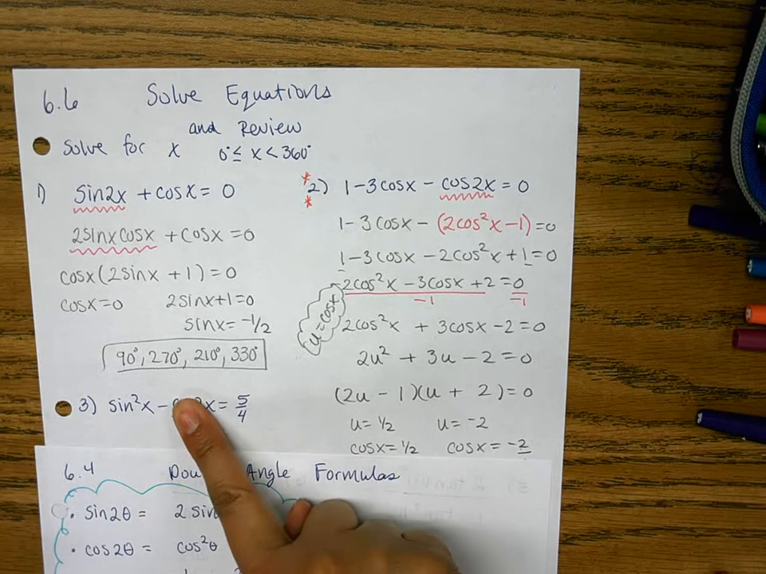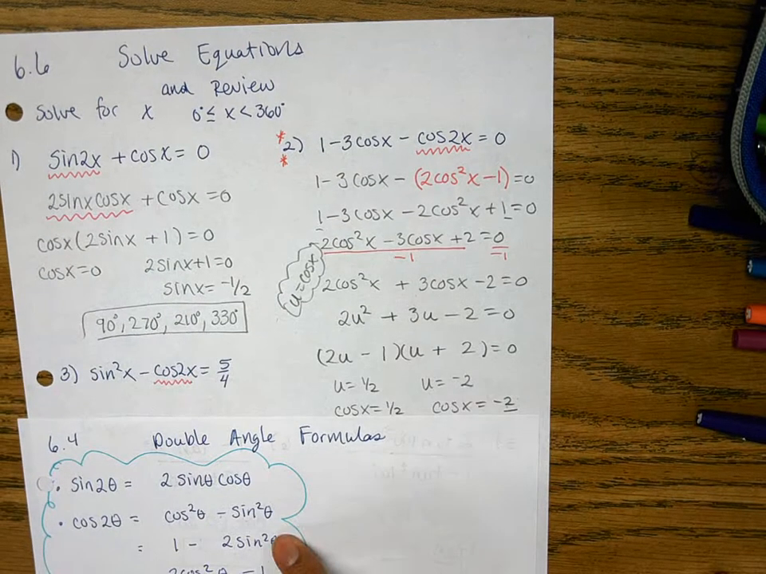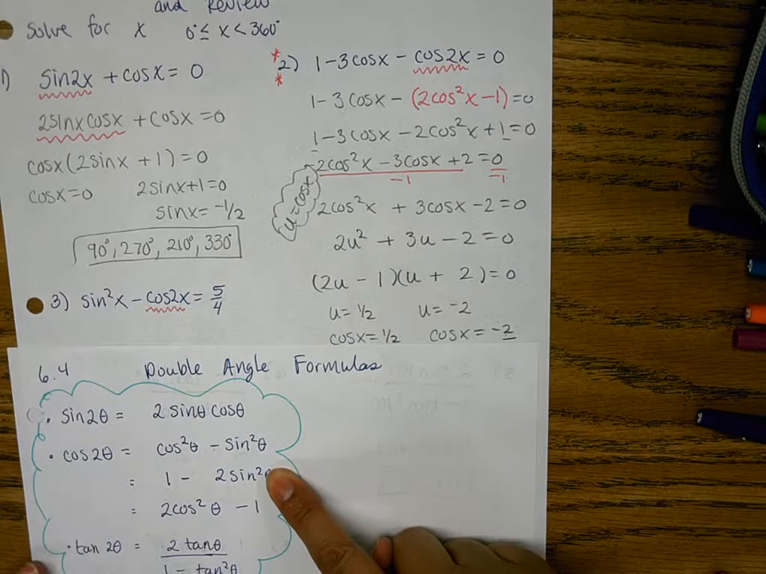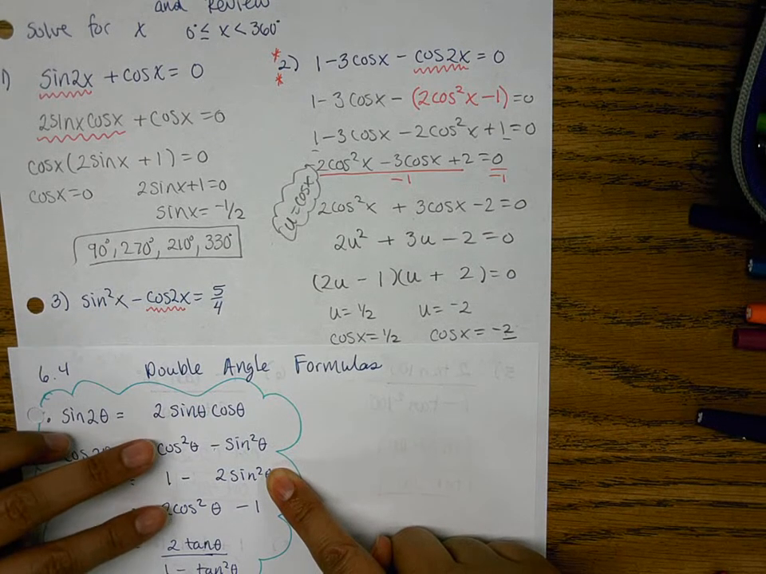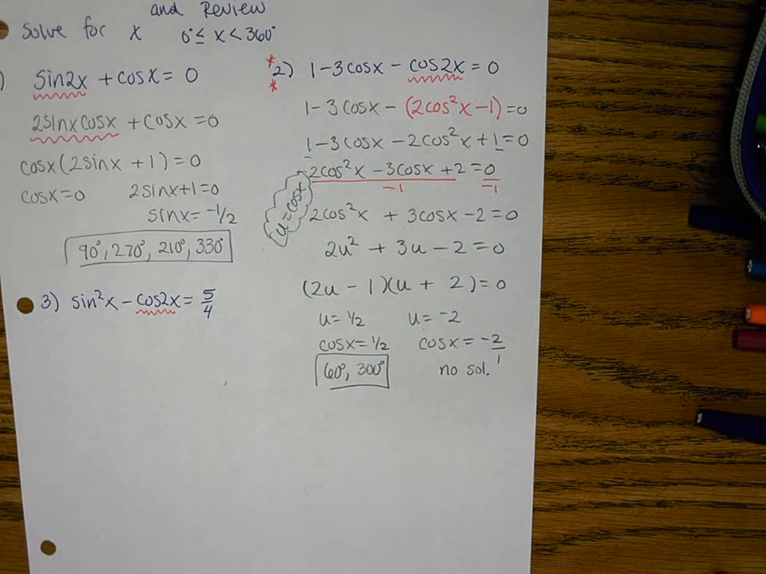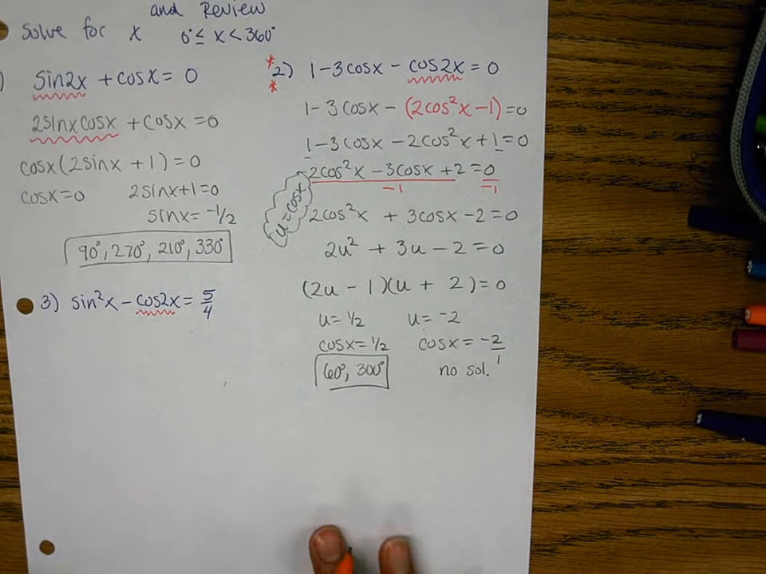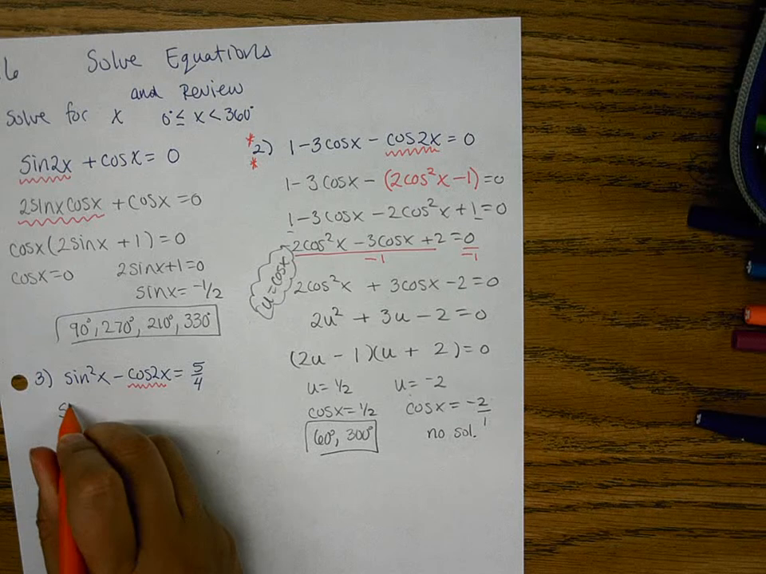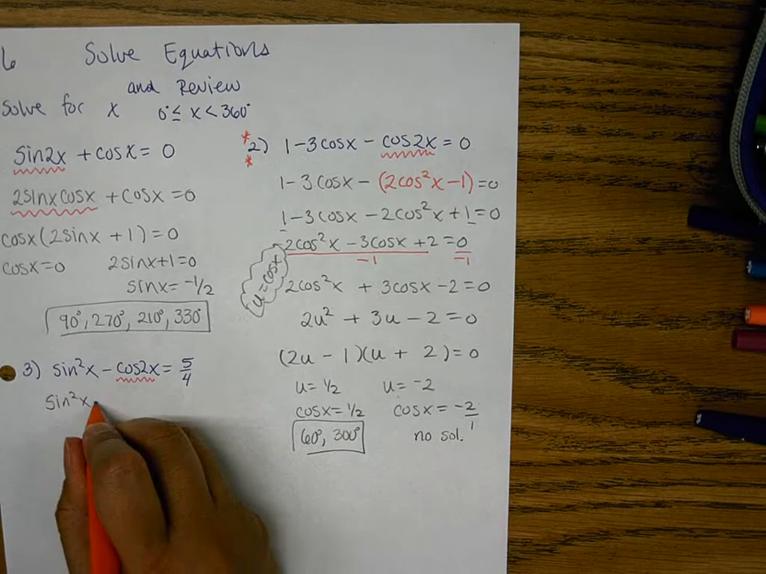Let's see. There's already a sine squared, and if I change this, all I'm going to have is a sine squared. So which one do I want to use? I would say this one. Why throw any cosines or cosine squareds in there if I don't have to? So I'm going to use the middle one. So sine squared is going to stay sine squared.